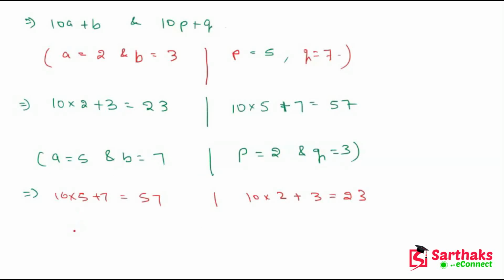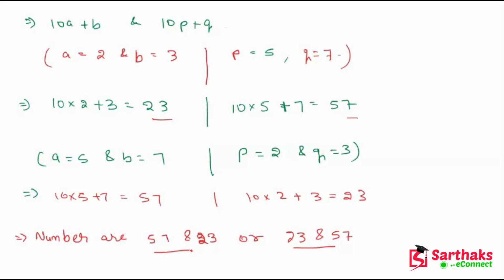So now here we have the pairs of numbers: 57 and 23, and the other pair is 23 and 57. Okay, so the pairs are 57 and 23, and the other pair is 23 and 57. But if you multiply these two, we get the same result.